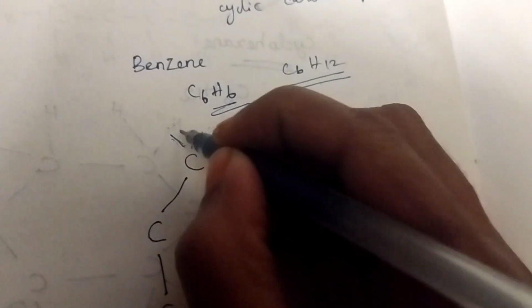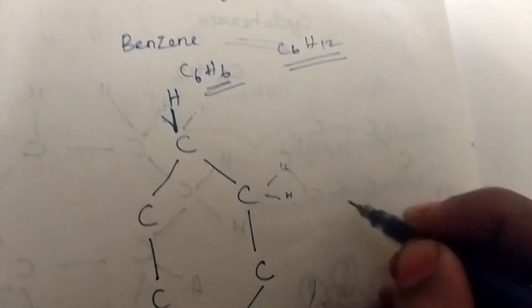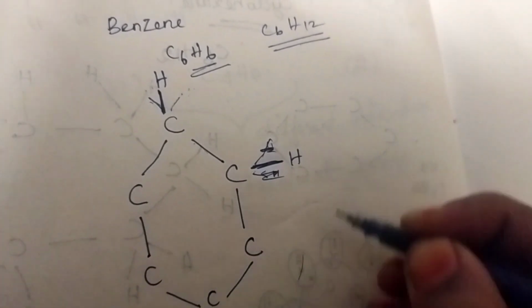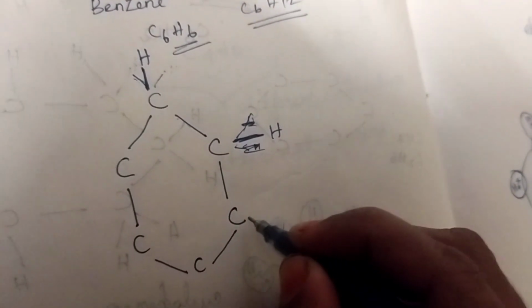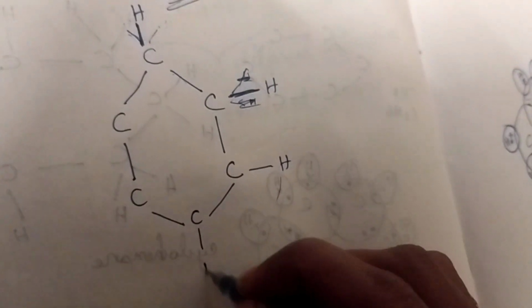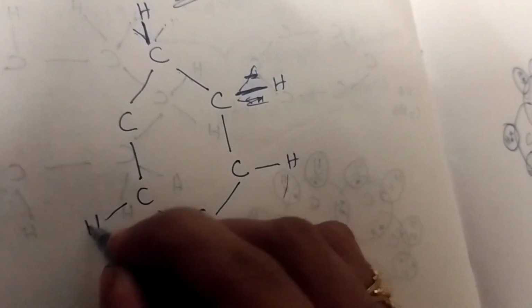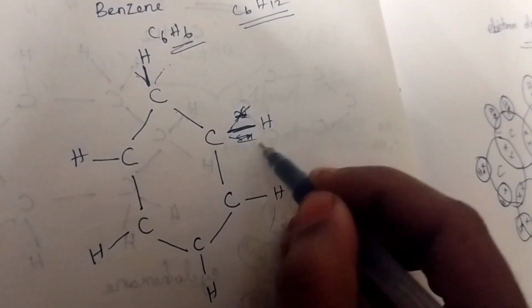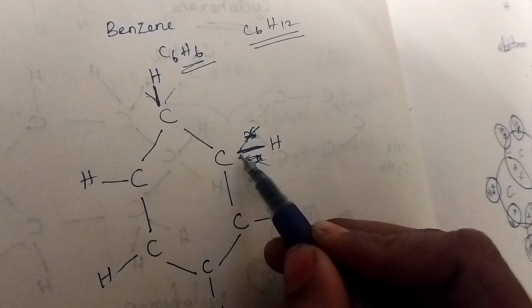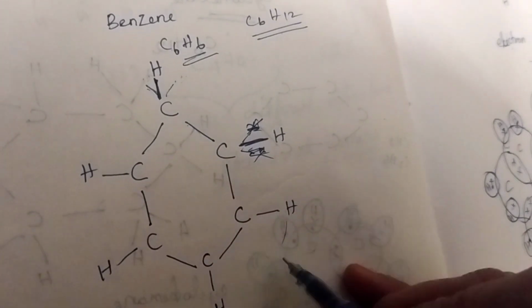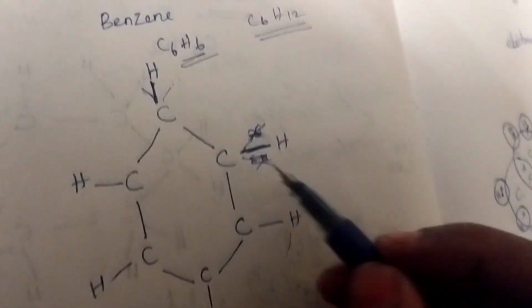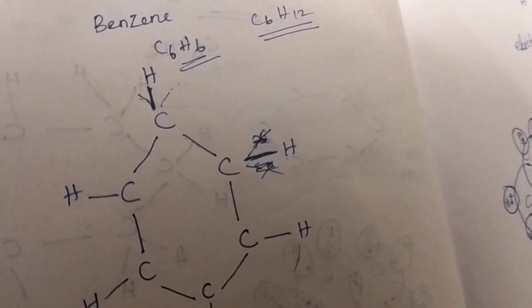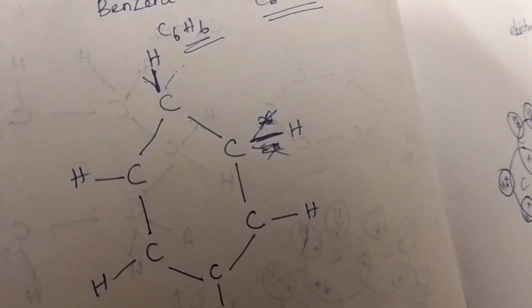So for 6 hydrogens, you will write only one single bond and then hydrogen on each carbon. This is not a bond, this is a single bond. So in total 6 hydrogens are completed. Now 6 carbons are completed, 6 hydrogens are completed, but the valency is not completed. So you have to complete the valency here.